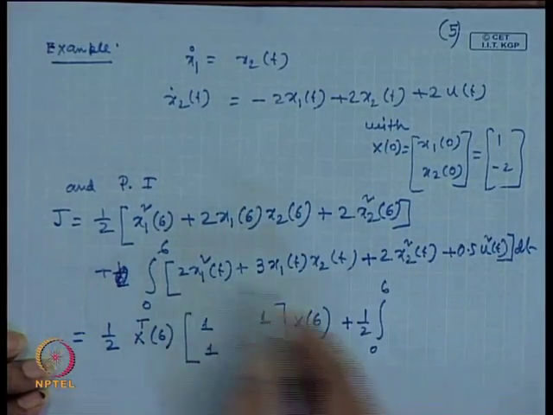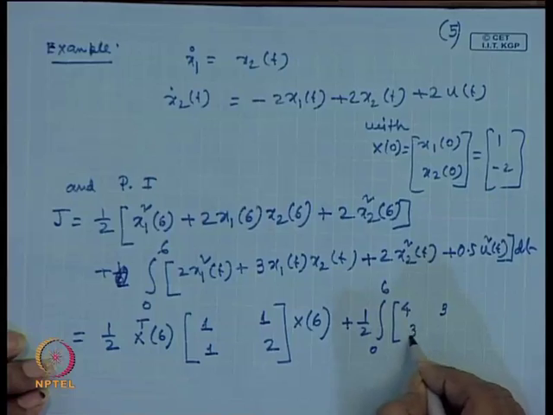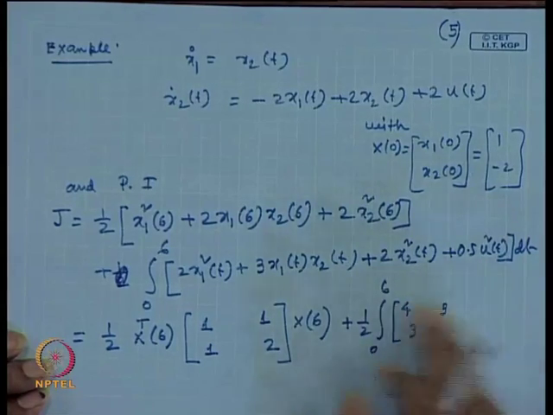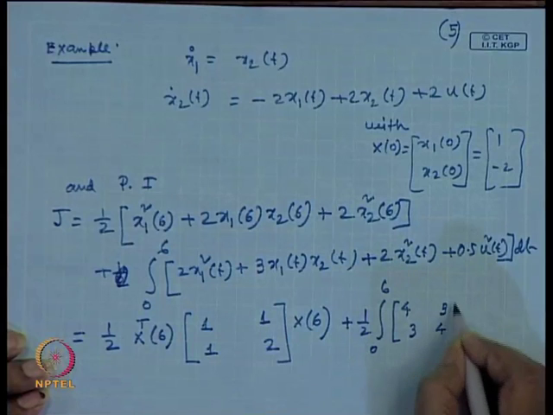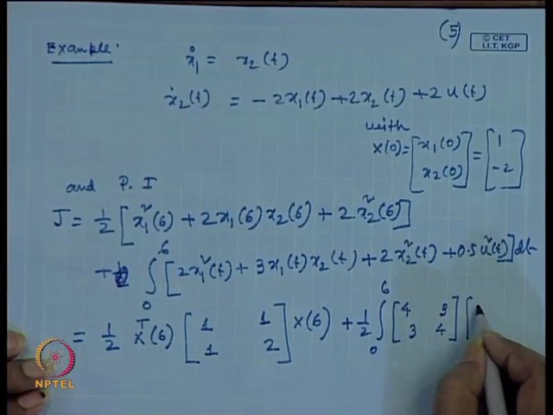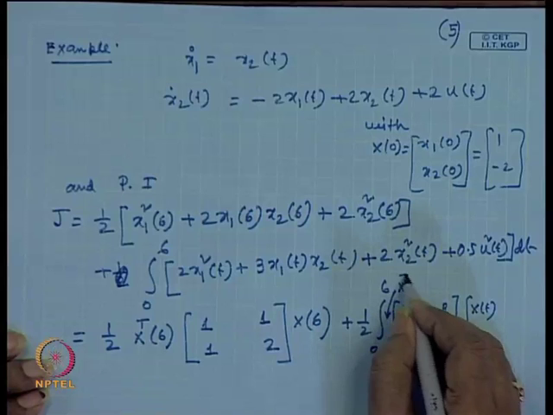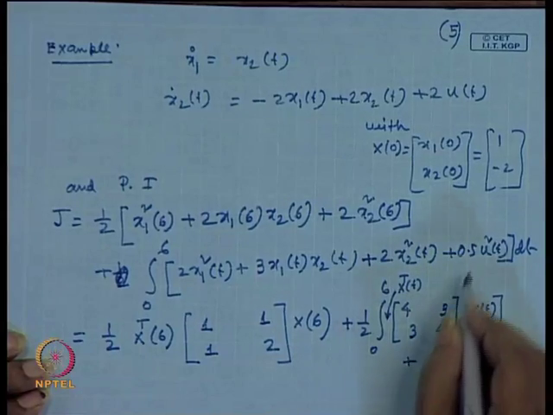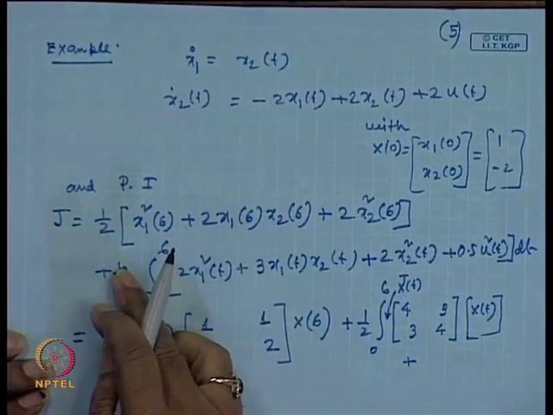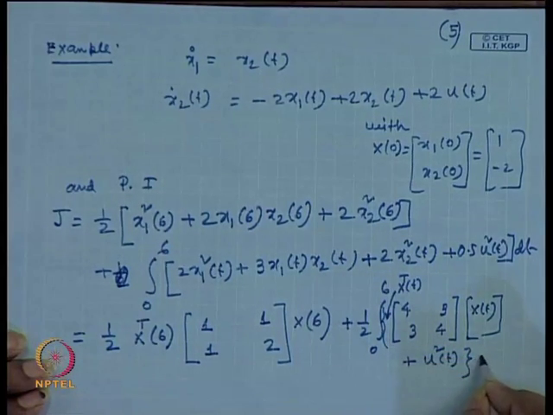0 to 6, this will be 4. So, the 4, then this will be a 6, 3 is here, 3 is here, that we have expressed earlier, how to convert a quadratic polynomial into a matrix and vector form. And this is 4, 4 is here, multiplied by x of t, here x transpose of t, I missed this one, plus this is multiplied by 2, divided by 2, that means it is a u square of t whole dt.